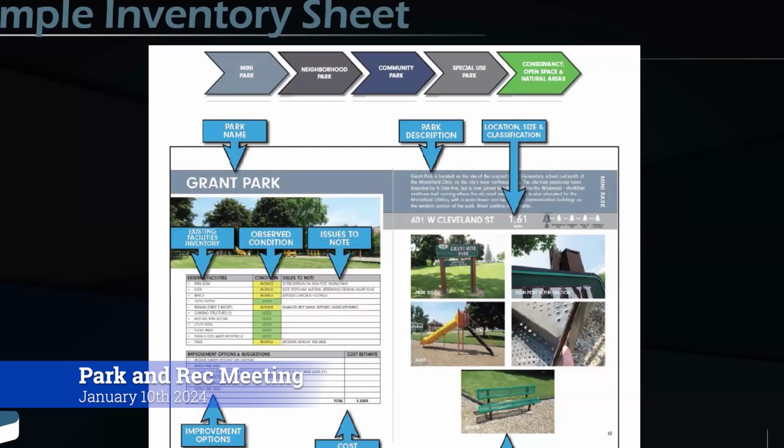The second page of those inventory sheets is always populated with imagery of some of the items and issues that we've observed. Anything more to add on that? No? Okay. Actually, real quick, earlier I had talked about each of these classifications, so you'll see that each of these is color-coded to match with one of these category types. So it's really easy as you flip through the document to know when you're in the mini parks, when you're in the neighborhood parks, and when you're in community, etc.